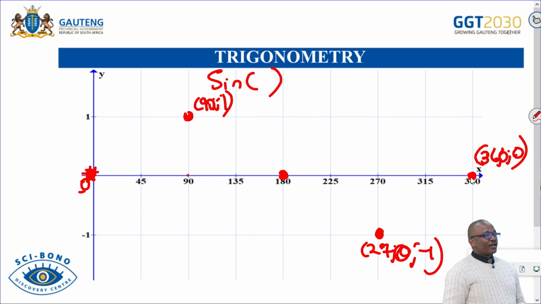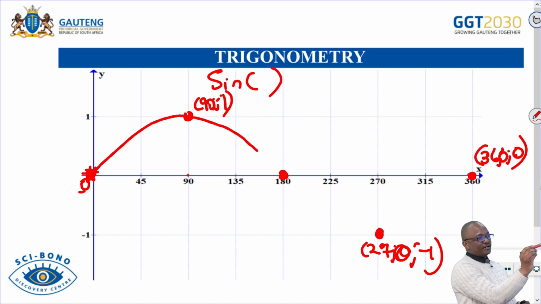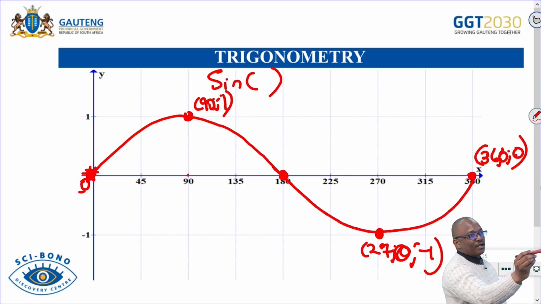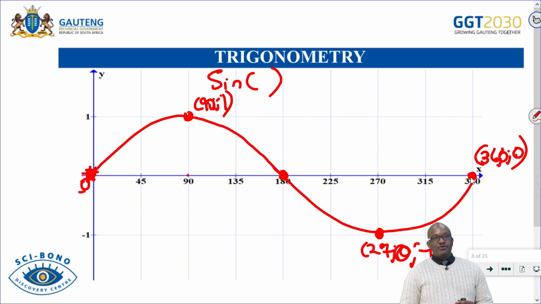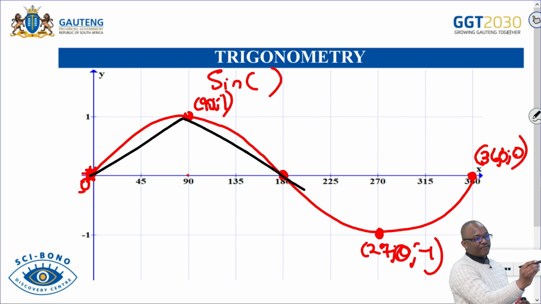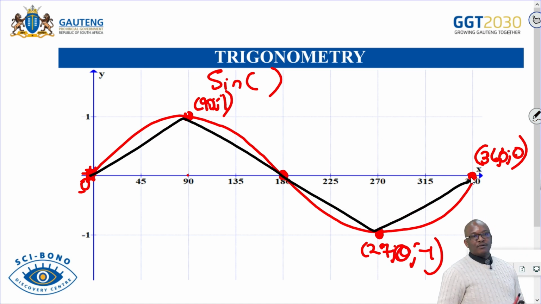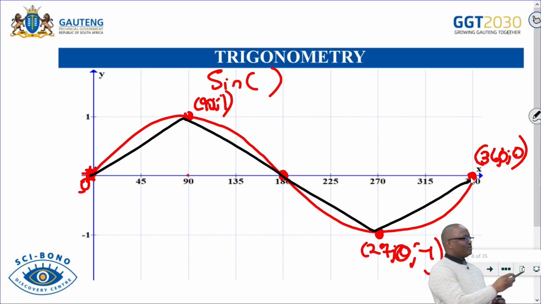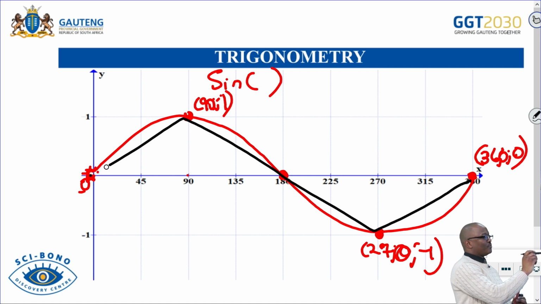Correct. So now you will just join your graphs using curves, where it ends at 360. You must avoid just drawing a graph like this one, you will get it wrong. Those are two different things, so the black one is going to be wrong. You must always use curves.